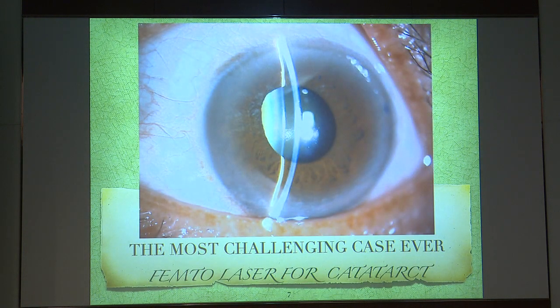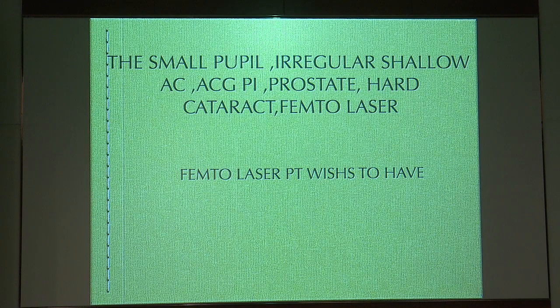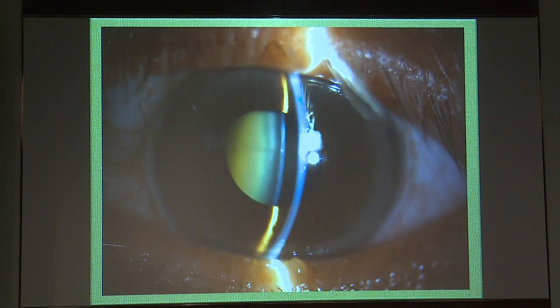So this is a case I wanted to present. It's quite a challenging case. I'll tell you what all it went through. It's a small pupil, irregular shallow anterior chamber, angle closure attack of glaucoma, peripheral iridectomy done, the patient has a hard cataract, and the patient needs a femto. And one more thing, the patient has a subluxation. So now the complexity begins, and the patient wishes to have a femto. So this is the case.